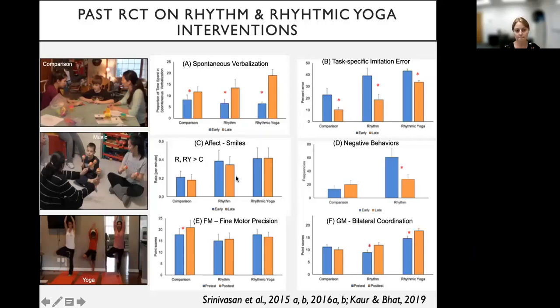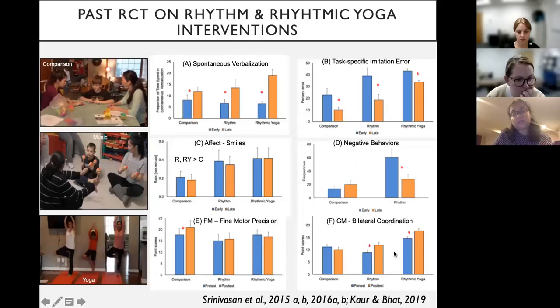Are they enjoying these activities? What are the negative behaviors that we are seeing in these children? How does that change over time? And then within a standardized Bruininks-Oseretsky test, for a fine motor and a gross motor sub-test, what are the changes?